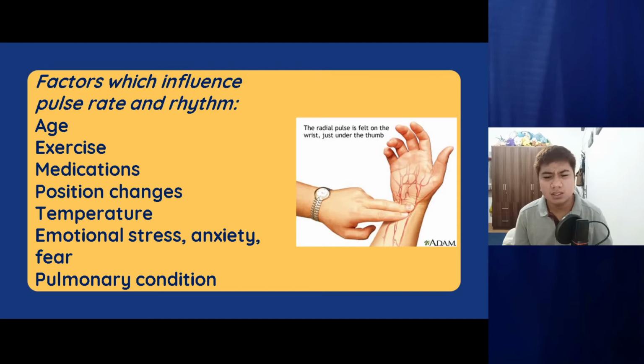So here are just some of the factors that may influence the pulse rate. First, we have the age. Usually, if the person is young, chances are their heart rate is faster. Okay? Exercise. The more you move around, the more your heart pumps. It's to compensate for the need of your body for oxygen. Medications. Maybe you took something that causes palpitations.